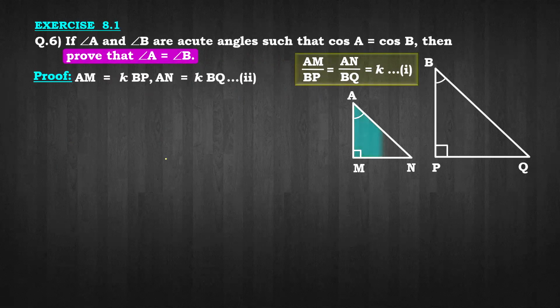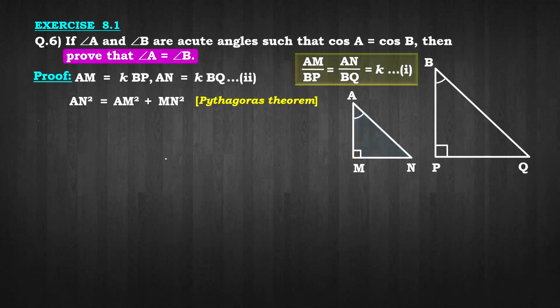Now here in triangle AMN, because it is a right angle triangle, we can use Pythagoras theorem. What is that? Hypotenuse square is equal to the sum of squares of the other two sides. That is AN square is equal to AM square plus MN square. Now what is AN? AN is K times BQ. So AN square means K times BQ whole square. AM is K times BP. Therefore AM whole square is K times BP whole square.